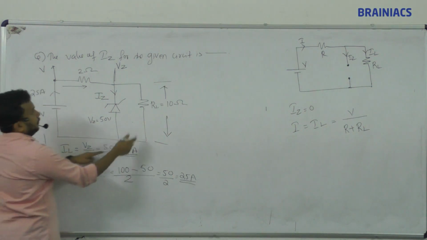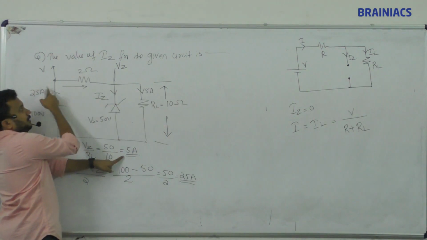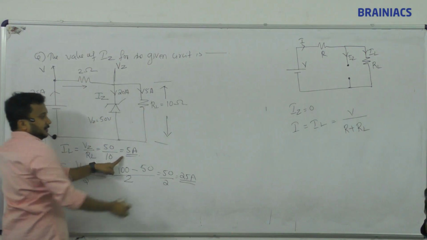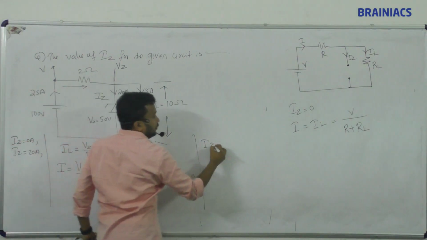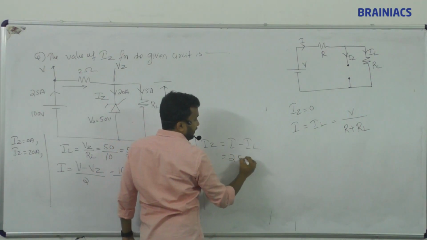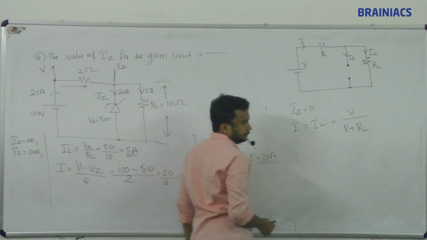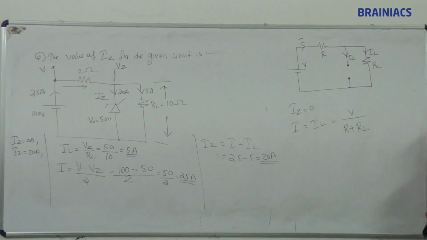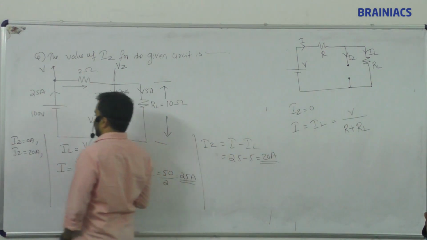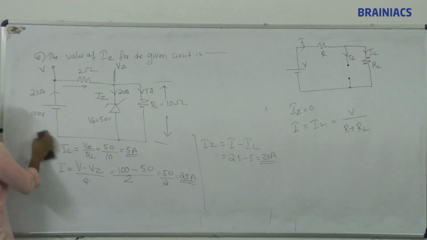Then what is the current flowing here? 5 ampere. So what is the balance current here? 25 is coming, 5 is going here, balance is 20. That's all. So IZ is equal to I minus IL, 25 minus 5, answer equal to 20 ampere. Okay, got it. Next question.